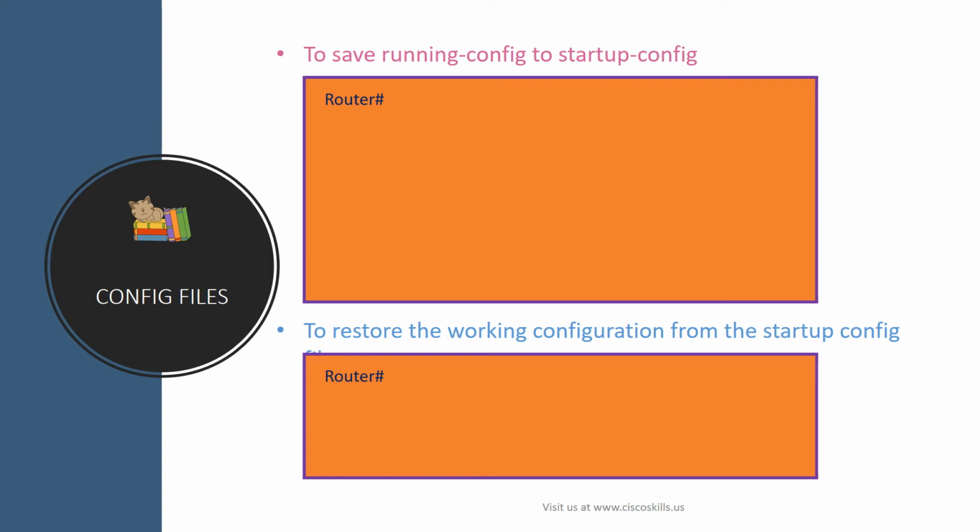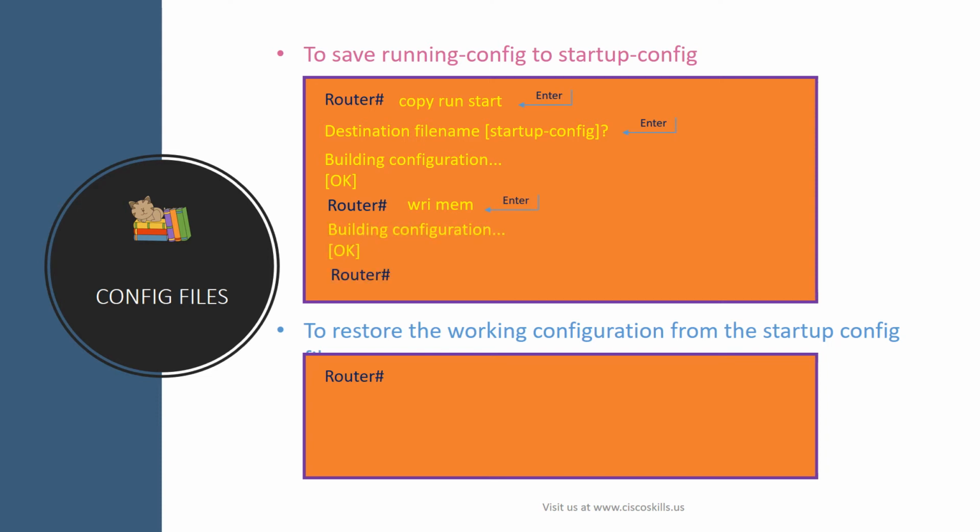To do that, at the privilege mode of the router, we need to issue the command copy run start, then hit enter. It will ask if the destination file name is startup config. We just hit enter and it saved the running config to the startup config. There's another way to achieve this goal, is to issue the command write mem also at the privilege mode of the router and hit enter, and it saved the running config to the startup config right away without asking any question.